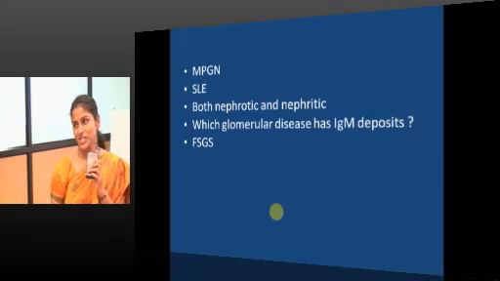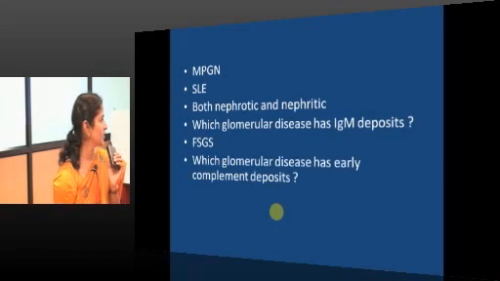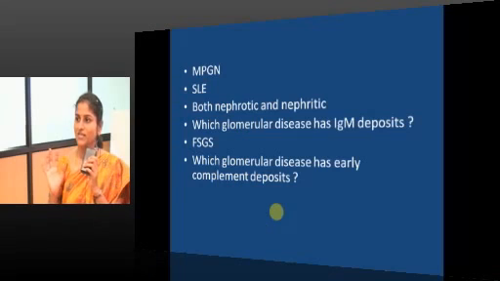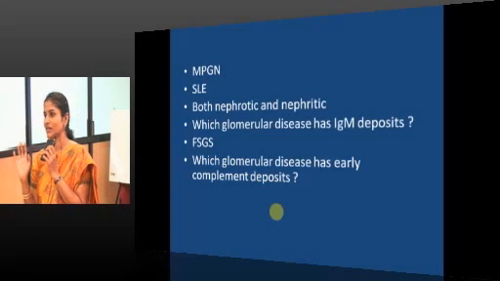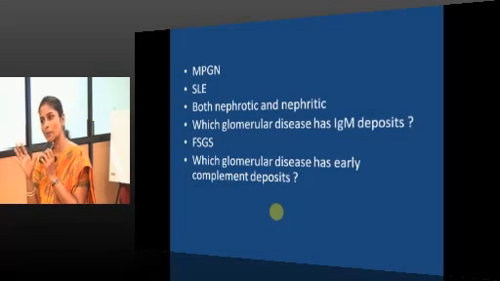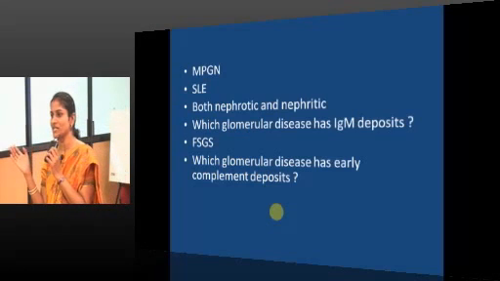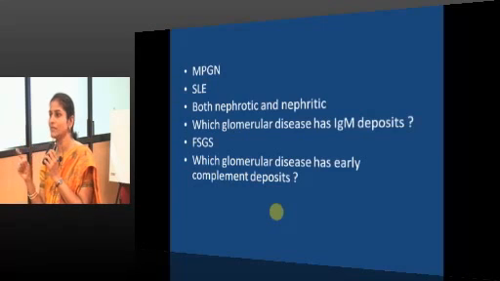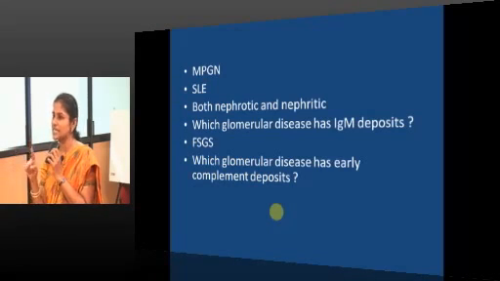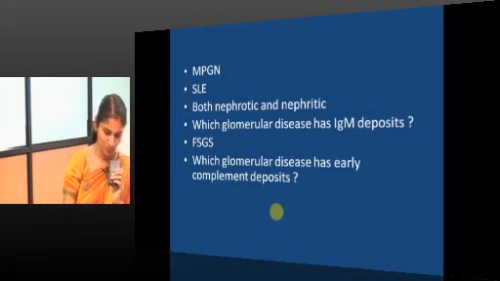Which glomerular disease has IgM deposits? It's FSGS. Which glomerular disease has early complement deposits? MPGN type 1, the pathogenesis is due to immune complex deposition. In MPGN type 2, the pathogenesis is C3 nephritic factor, activation of the complement system, deposition of early complements. So, it is the only condition where you will have deposition of early complement, that is C1, C4 and all early complement proteins will get deposited in MPGN type 2.